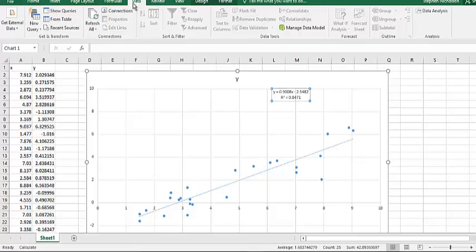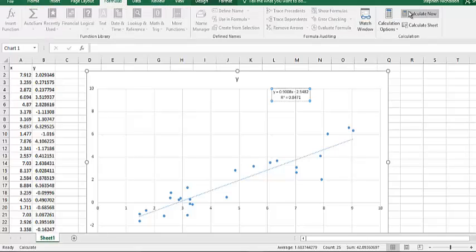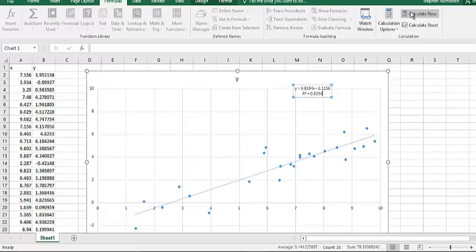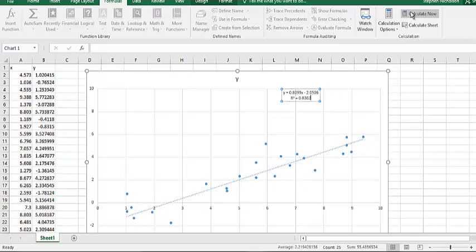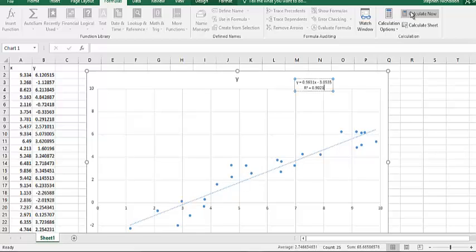Where is it? Formulas. Yeah. So if I click the calculate now button, you can see it generates a new set of data, and each one has a different amount of spread.